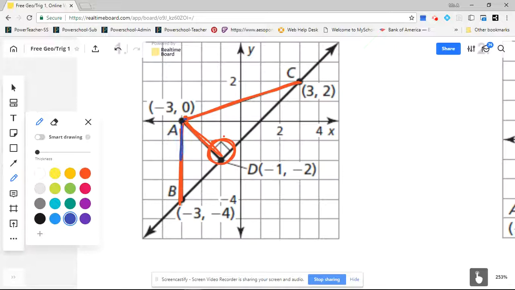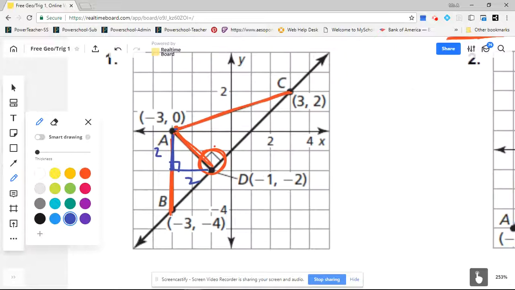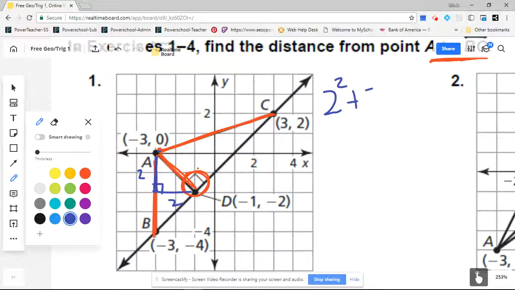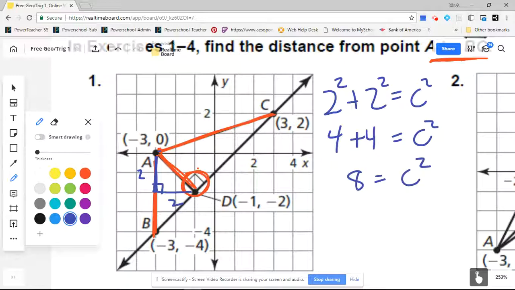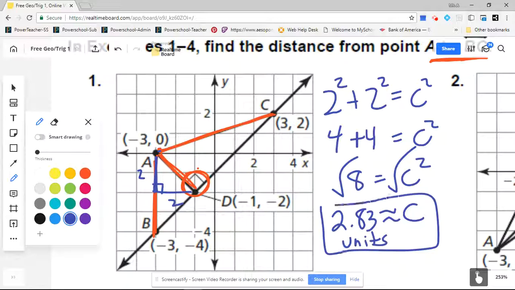Well, on a graph, we said you could use the Pythagorean theorem. 2 and 2, and we drew in the little right triangle. And we can do 2 squared plus 2 squared equals C squared. You get 4 plus 4, and then you get 8, and you square root both sides. You get C. C is approximately 2.83 units when you round it off. 2.83 units is the distance from point A to the line.